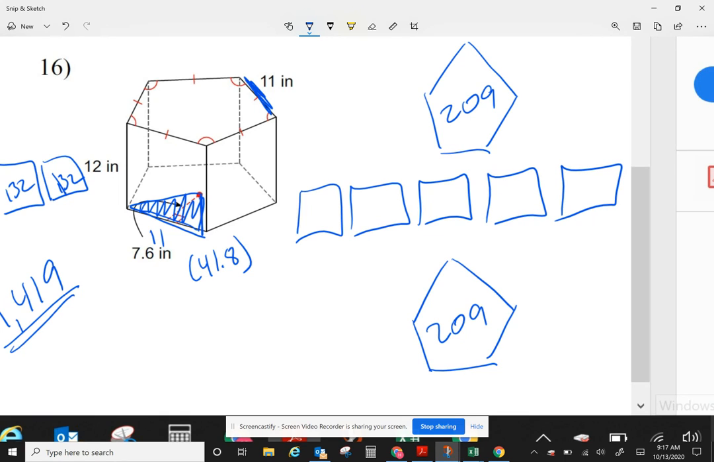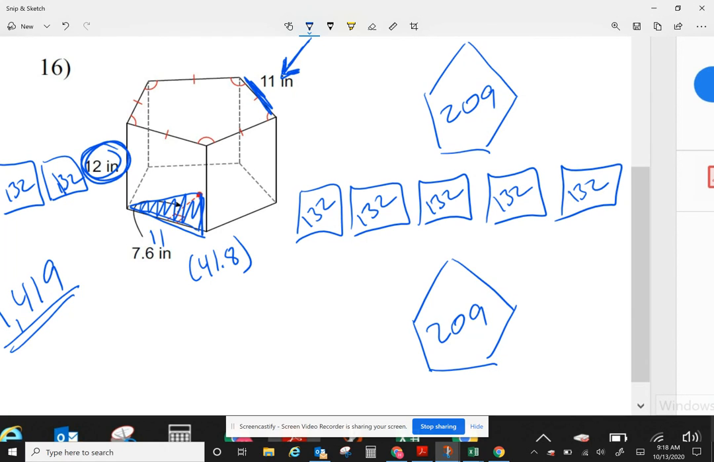Each side of the base is 11. So I'm going to use this 11. The number that has nothing to do with the bases is this 12. So for the rectangles, the walls, I'm going to go 11 times 12. That gives me 132. So each of my walls happens to be 132.